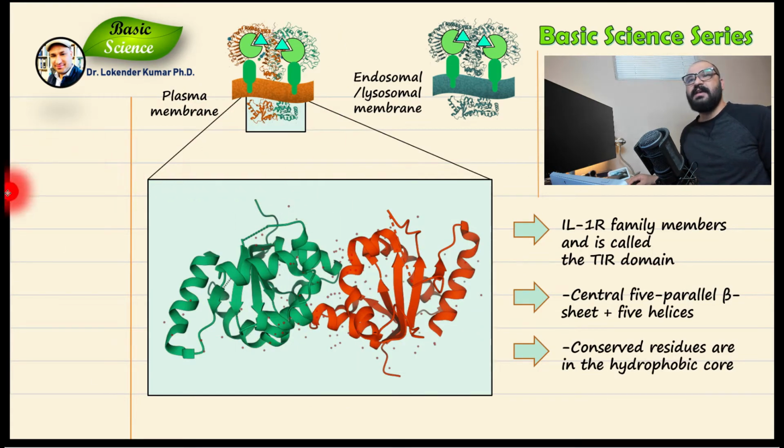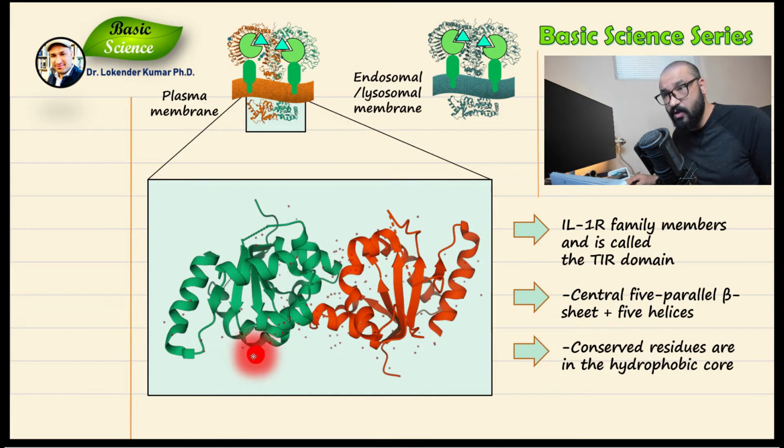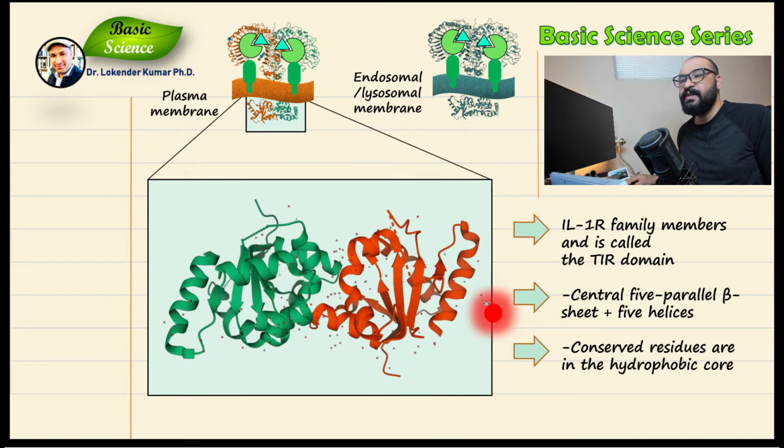As you can see in this slide, I'm trying to show you that this particular domain is also known as the TIR domain, if you correctly remember what I explained in my previous video. This is the zoomed-in structure of this domain, and as you can see, this is the dimeric form of the TIR domain of a specific toll-like receptor. This interaction is really important for the signal transduction. And what is the TIR domain?